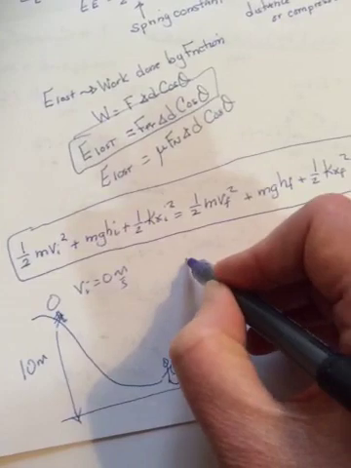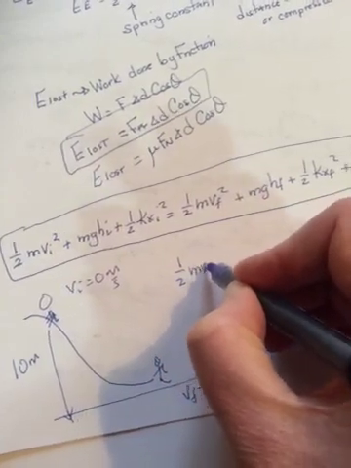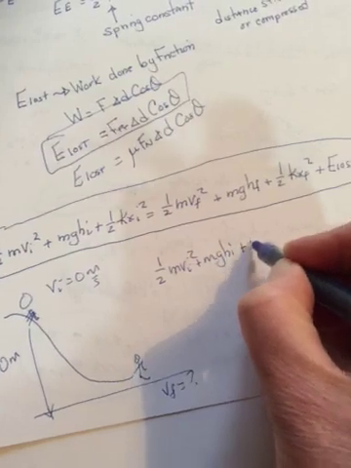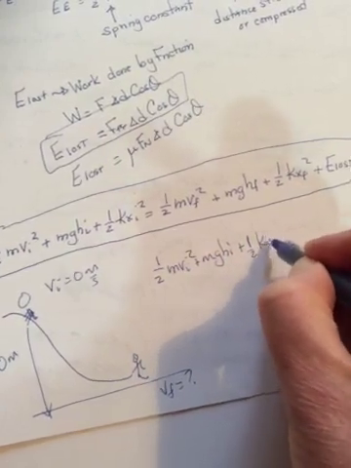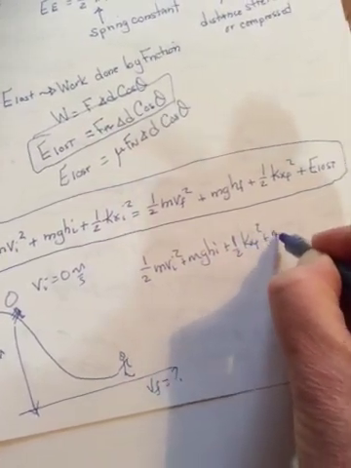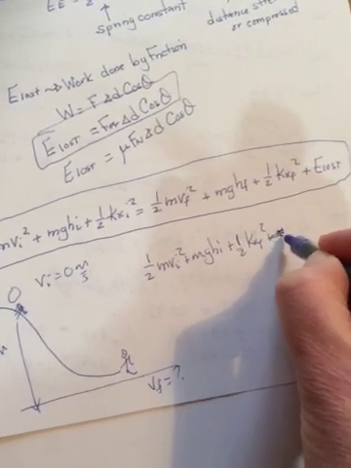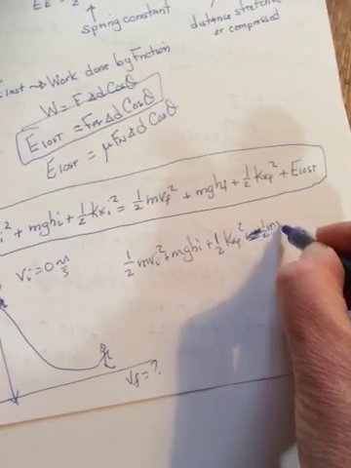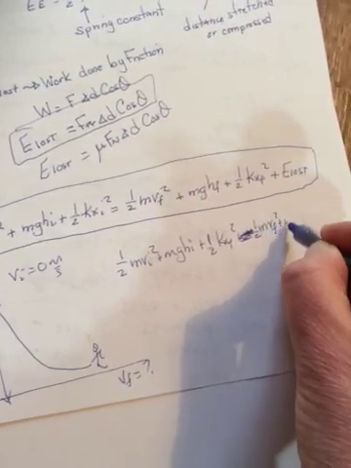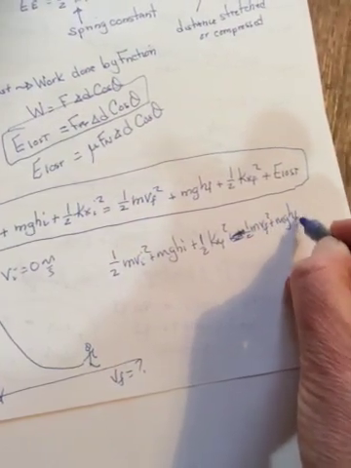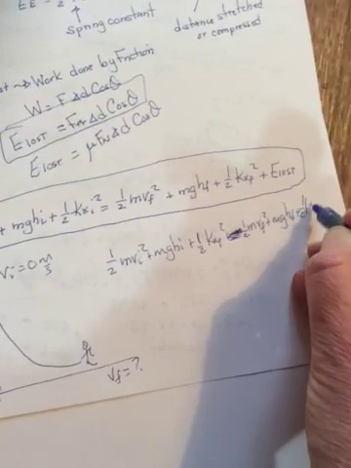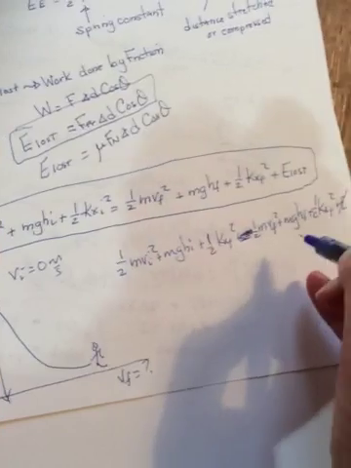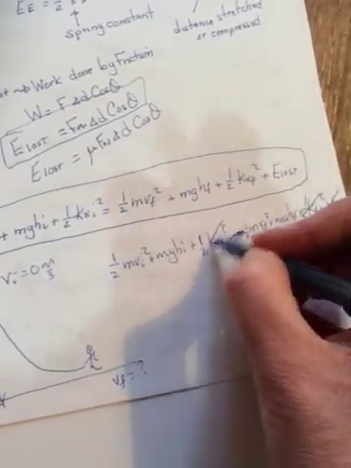Remember us doing this? So we would start out with 1/2 m v initial squared plus m g h initial plus 1/2 k x initial squared. And then it's equal to 1/2 m v final squared plus m g h final plus 1/2 k x final squared plus the E lost. So our slide is frictionless and there's no spring.